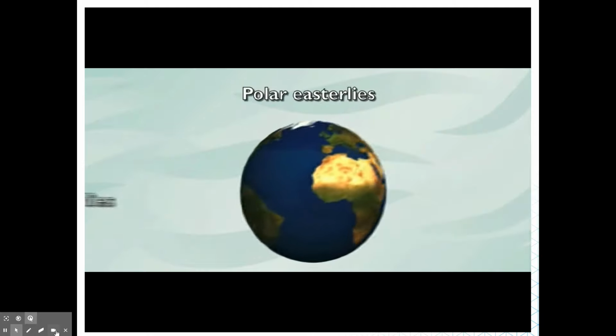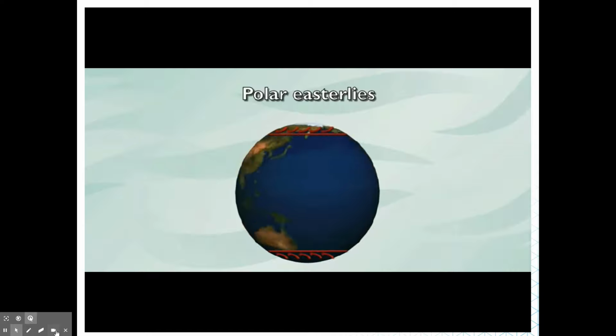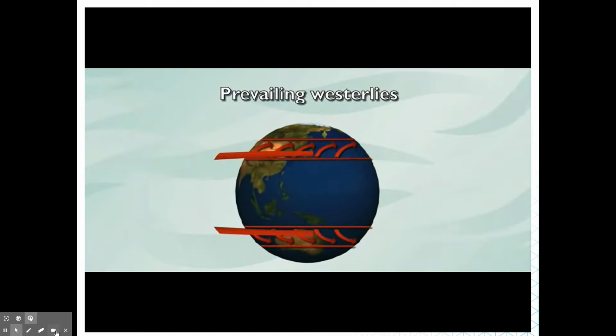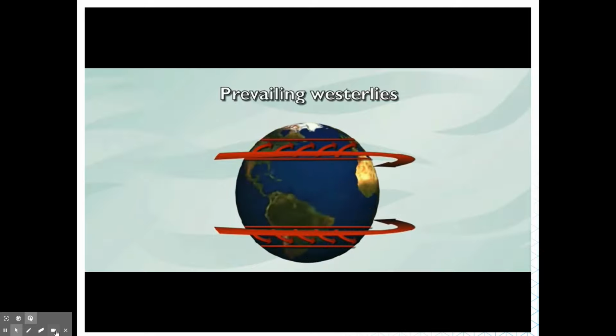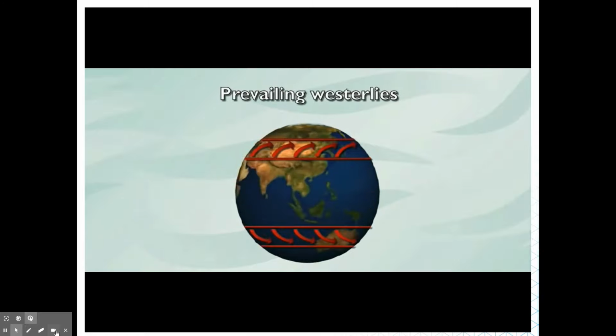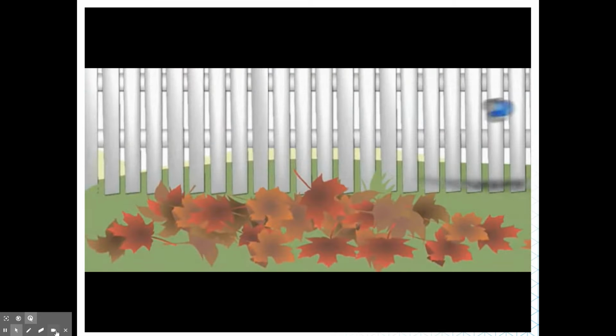Huh? Polar easterlies are winds that come in from the poles and blow east to west. Prevailing westerlies are warmer winds blowing in the middle latitudes, and trade winds are near the equator. So that gust of wind that blew through and ruined our hard work, was that a prevailing westerly since we live in the middle latitudes? It probably was. You know, this wind thing is pretty fierce.